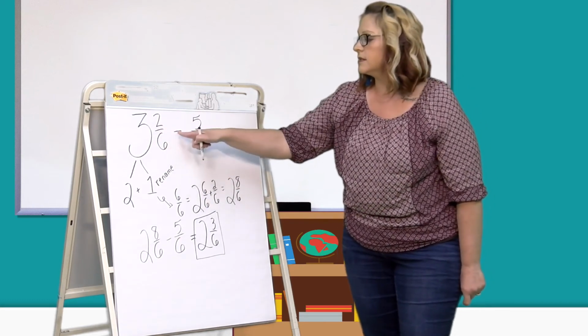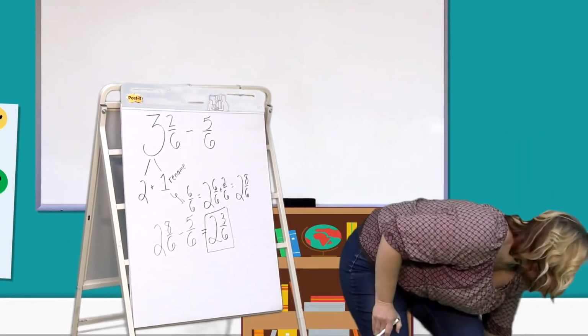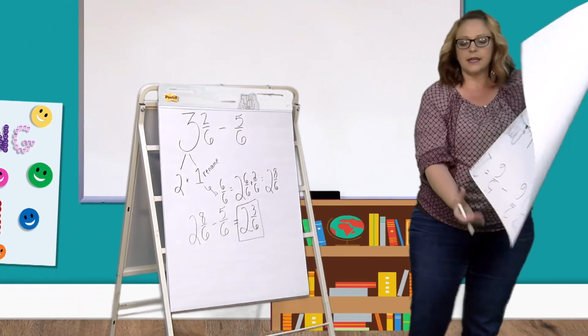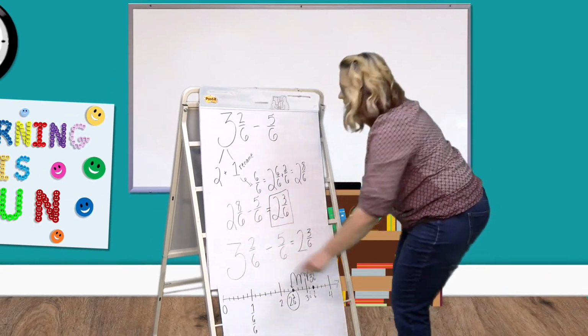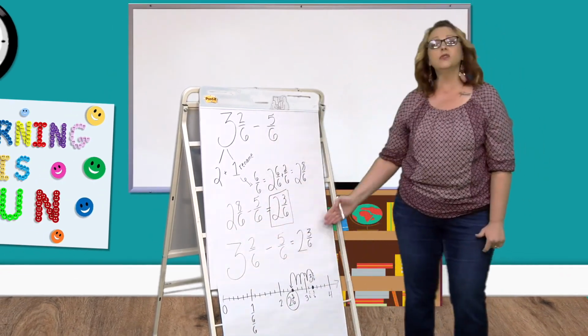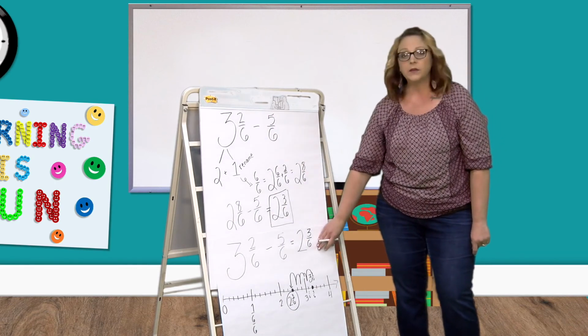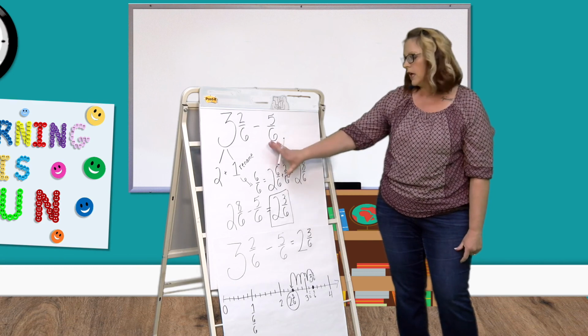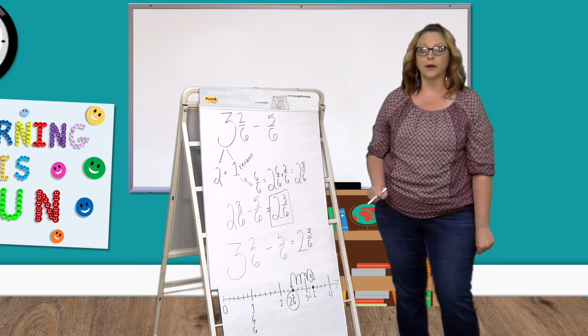3 and 2/6 minus 5/6 is 2 and 3/6. The exact same solution that we found on our number line. So two different ways to solve the same equation. One by using a picture to help you, and one by using standard algorithm with renaming the whole number.